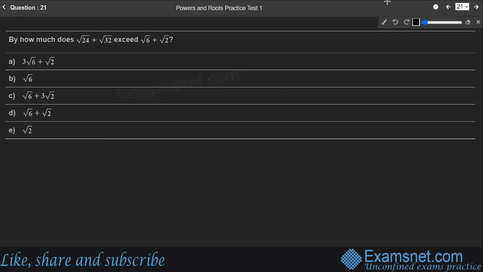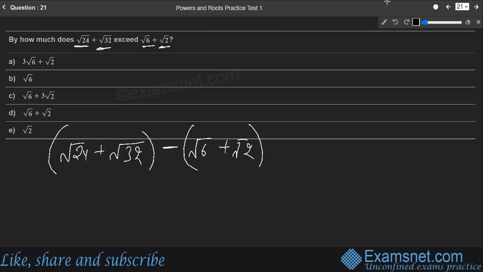Okay. By how much does root 24 plus root 32 exceed root 6 plus root 2? So clearly, how much does this exceed the other one? We have to find out the difference. Okay. So clearly, we are supposed to subtract the smaller term from the bigger term. So we have root 24 plus root 32. And how much does this exceed the other term? You can find it out by only subtracting. So root 6 plus root 2. That is what we are supposed to do.